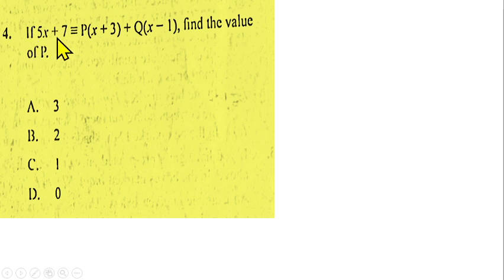We are having 5x plus 7 equivalent to p into x plus 3 plus q into x minus 1. You have to find the value of p. So it's from partial fraction. You are able to simplify the partial fraction to this level, so you have to find p from there, which is very simple.